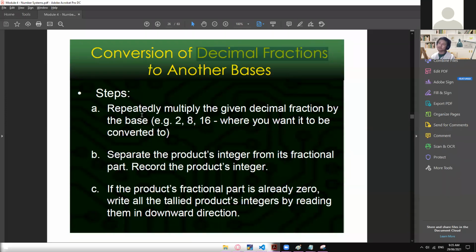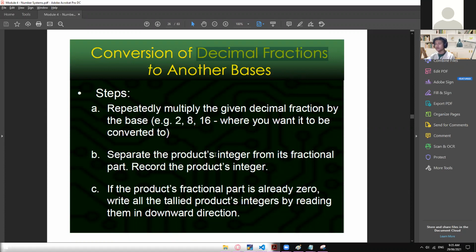Repeatedly multiply the given decimal fraction by the base. For example, if you want to convert it to binary, just multiply by 2. If you want to convert it to octal, multiply by 8. If you want to convert it to hexadecimal, multiply by 16, depending on what you want to convert it into. That will be your multiplier.